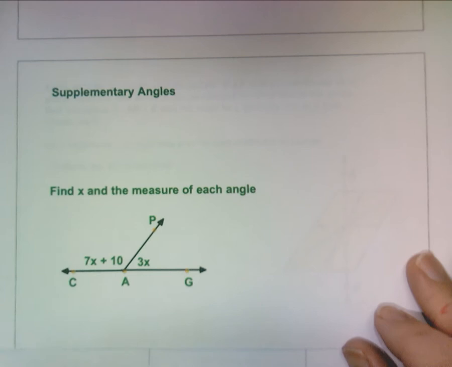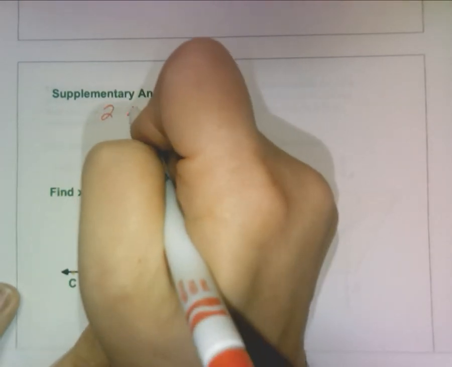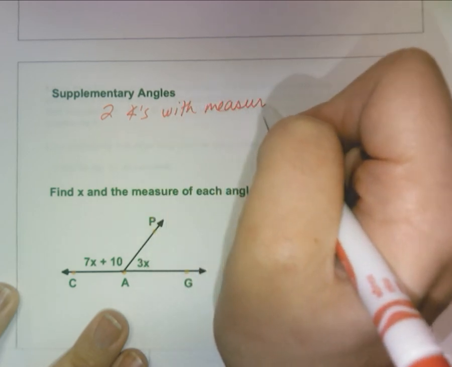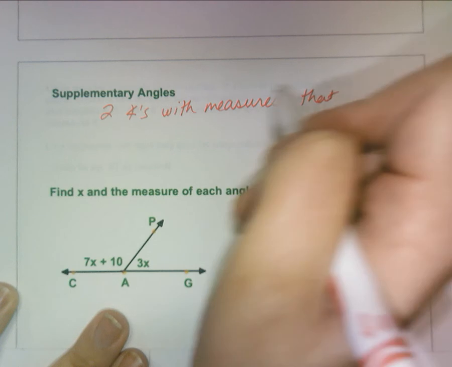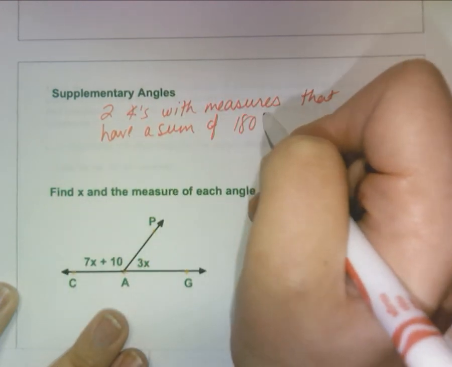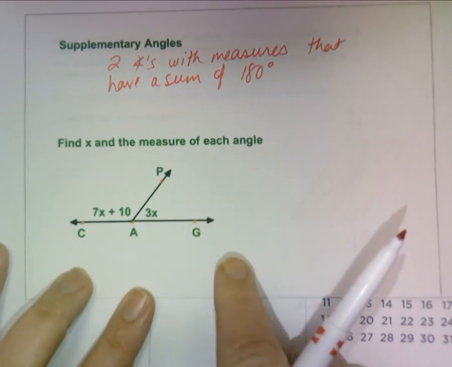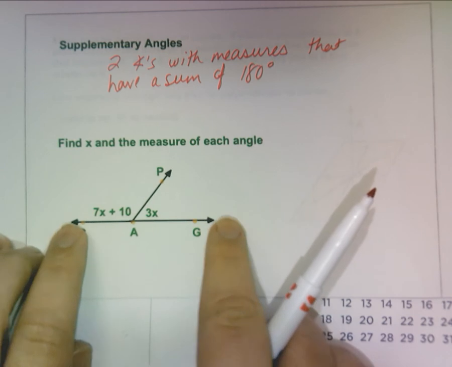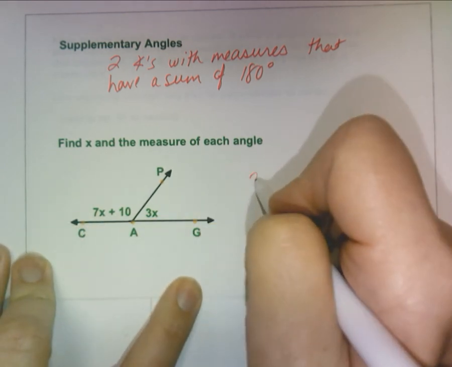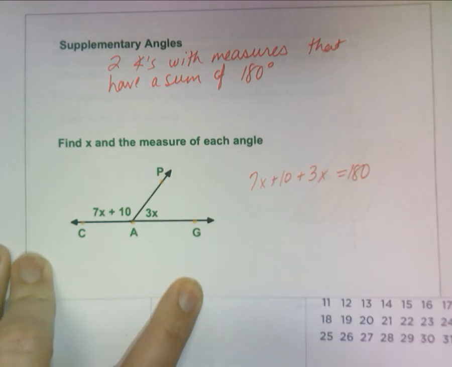All right, supplementary angles. We just talked about that. Two angles with measures that have a sum of 180 degrees. So when you see a picture like this, again, forming that line, we always look for that line. Those two angles that comprise that line must make 180. So 7x plus 10 plus the 3x must make 180.